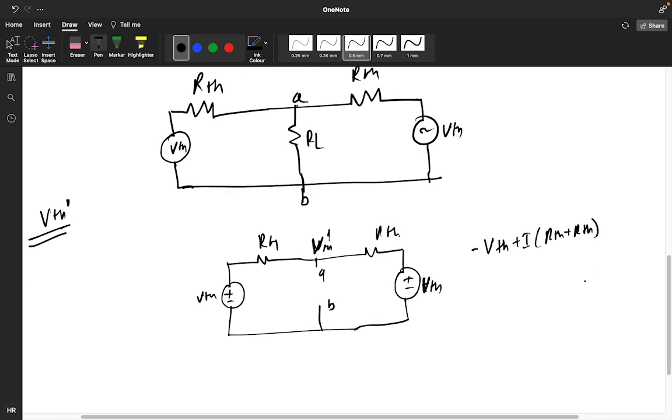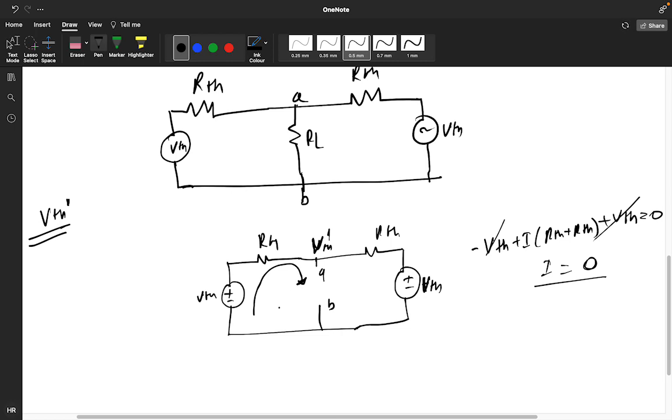Okay, plus VTH, minus VTH, plus like that. If you solve it, you will get I equals 0. So these get cancelled out, and you will know that the I value will be 0 because the same value is coming. If I value is 0, apply the nodal analysis like this.